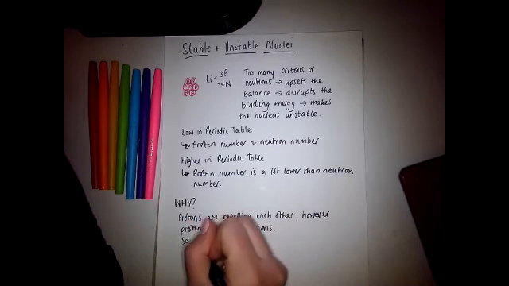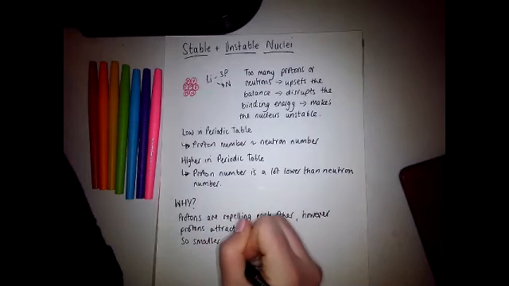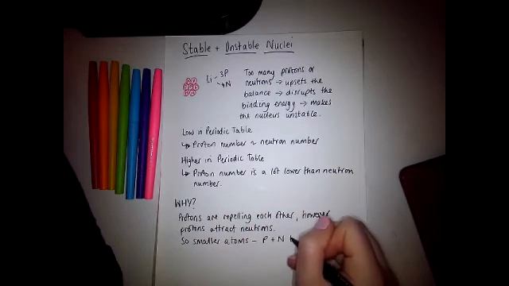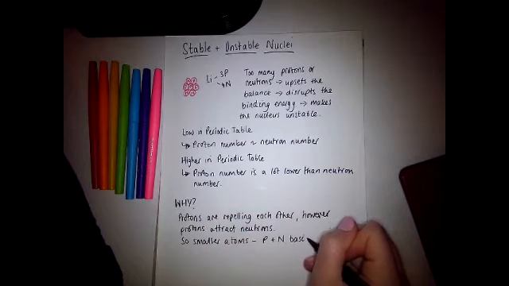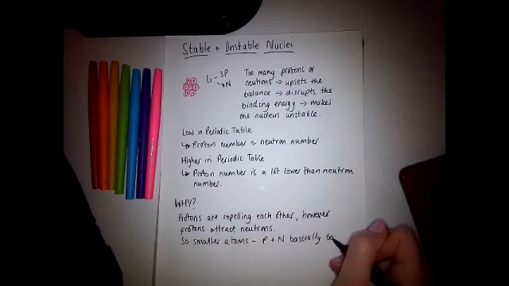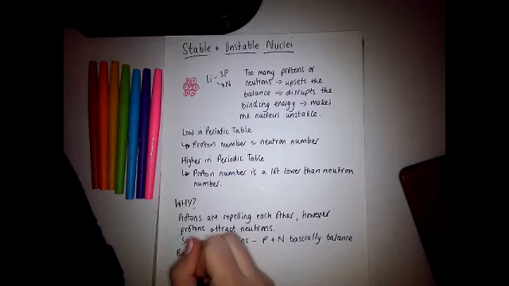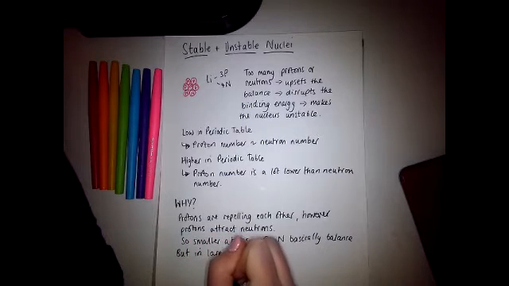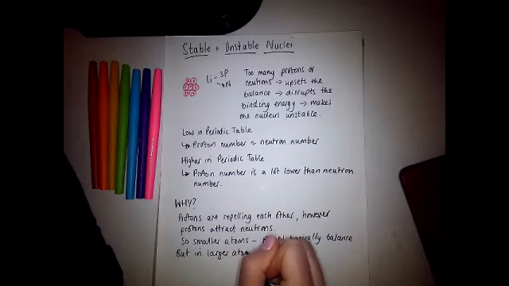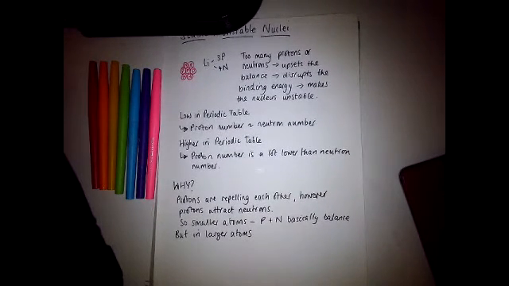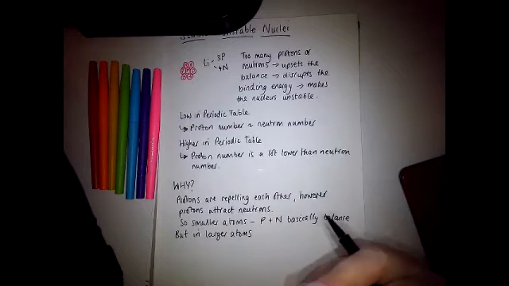So in smaller atoms, the protons and the neutrons basically balance. So smaller atoms, the protons and neutrons basically balance, but in larger atoms, we need to add extra neutrons.